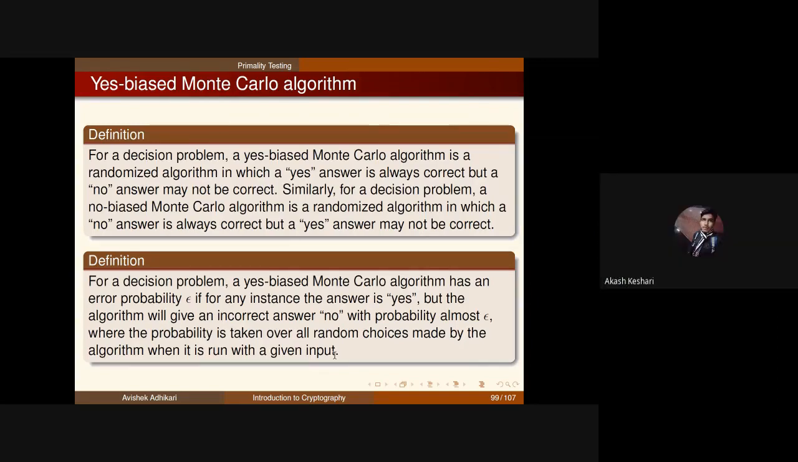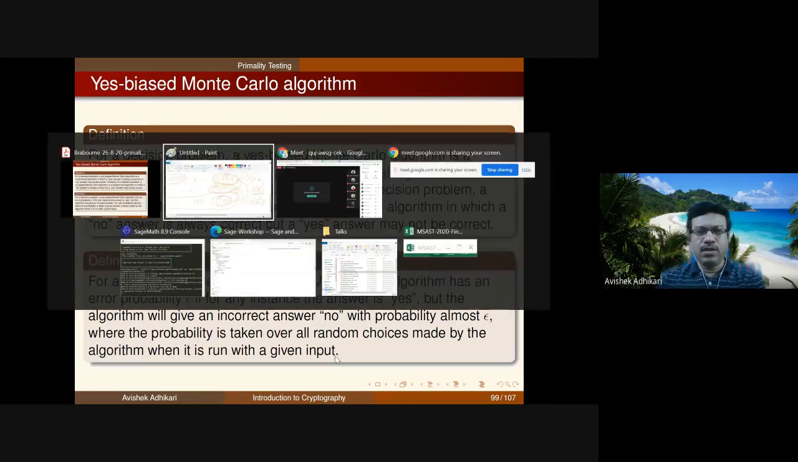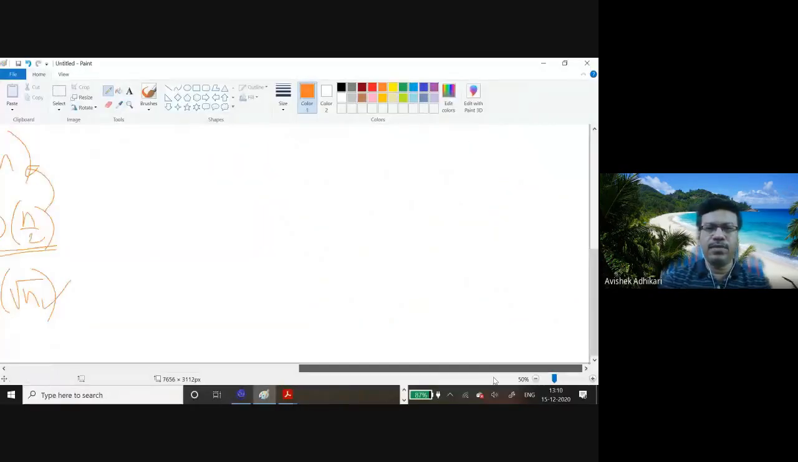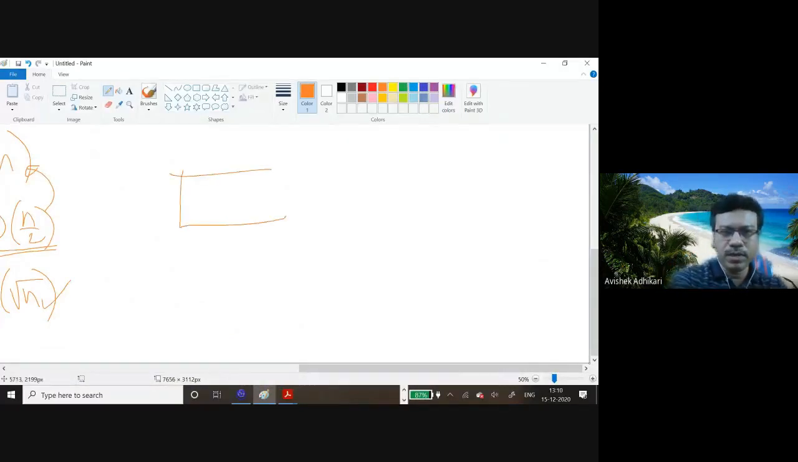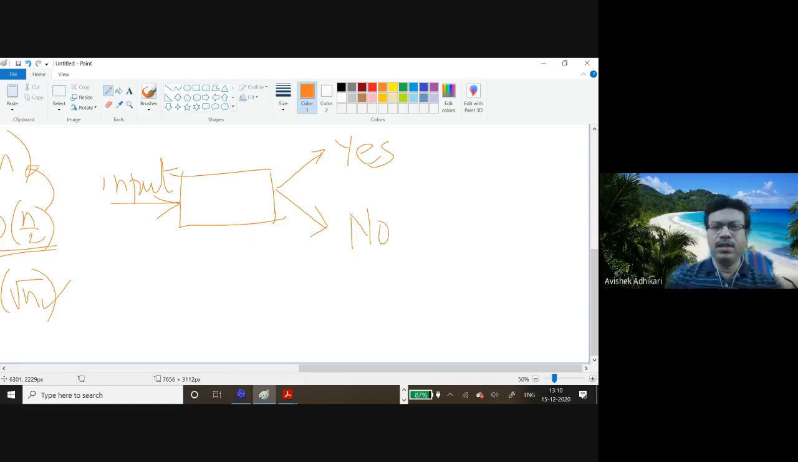Sir, no, sir. Please repeat the second definition. Okay. So suppose you have a yes-biased Monte Carlo algorithm. This is a decision problem. You have some input, and I am considering yes-biased. So it either says yes or it says no. According to the definition, if it is yes, then it is always correct. That means the probability of error in case of yes is 0.